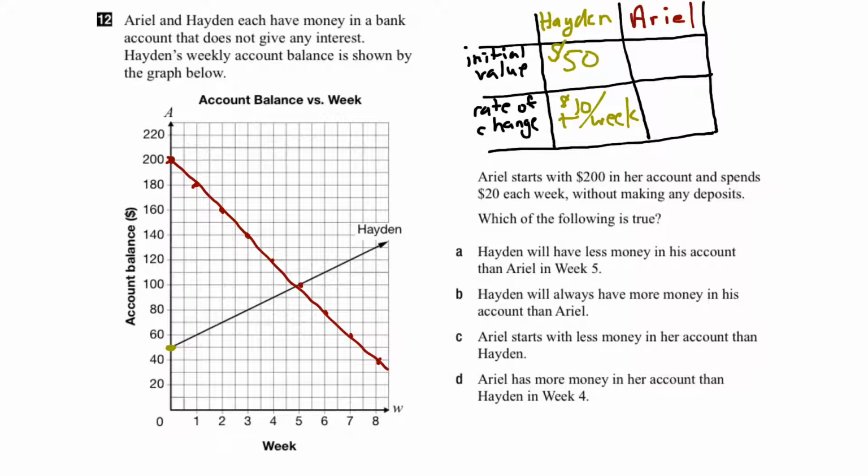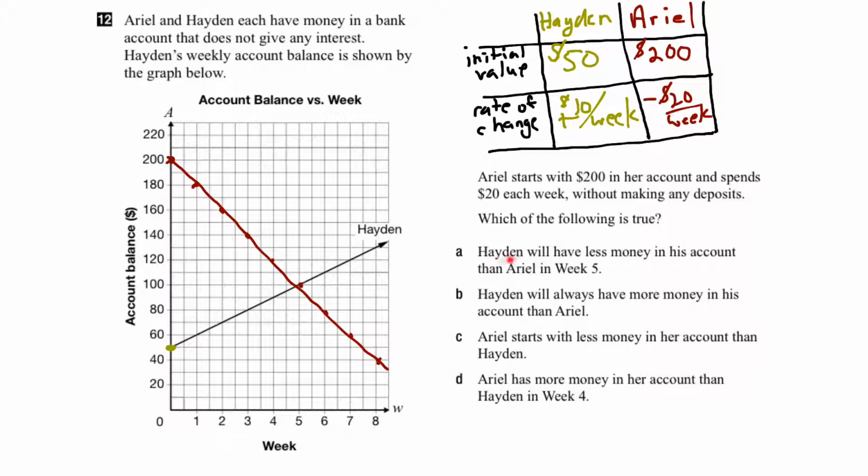And fill in the chart here. Ariel's initial value is $200. And in her case, she's spending $20 a week. So her rate of change is minus $20 per week. Okay, let's take a look at our statements.